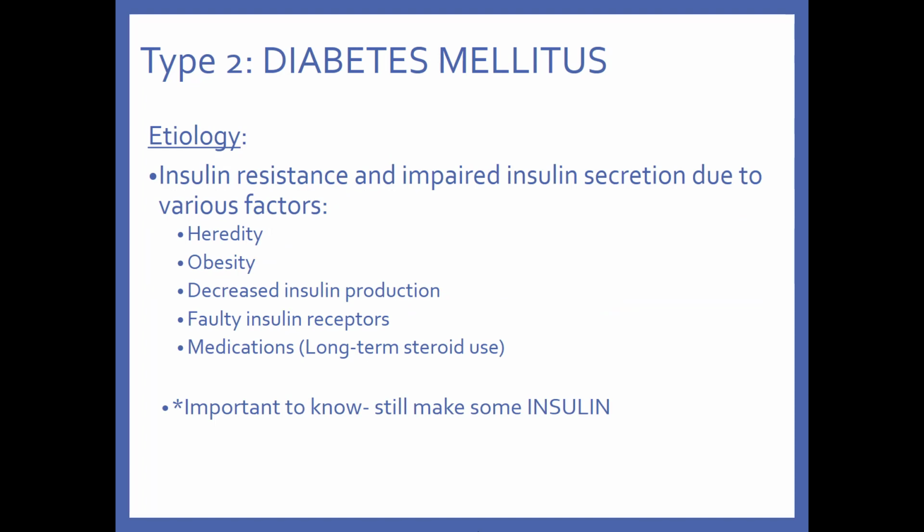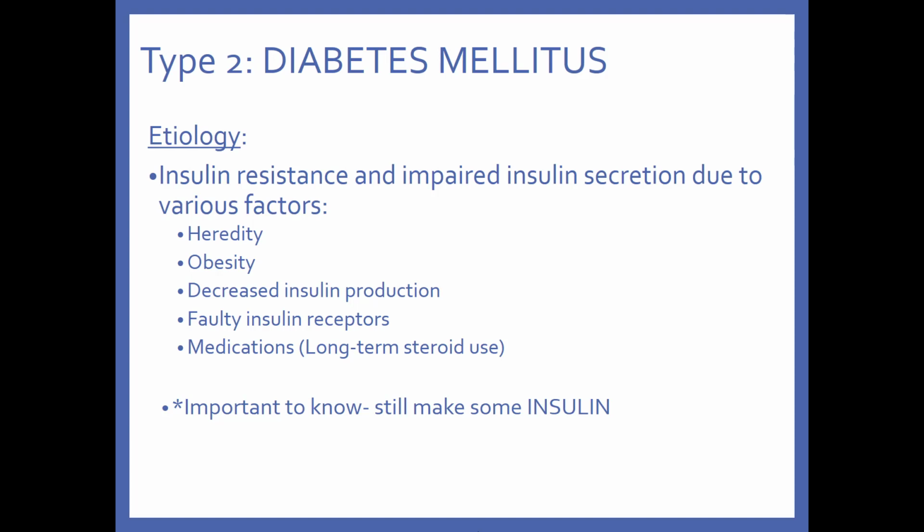The etiology behind type 2 diabetes: there is insulin resistance and impaired insulin secretion due to various factors. There could be a hereditary component to it. We know that type 2 diabetes runs in families, and obesity is a link to the disease. The body just does not use insulin properly anymore. It could be due to desensitization of the beta cells from chronically elevated glucose. And what that does is it just makes the beta cells basically less responsive to elevated glucose levels.